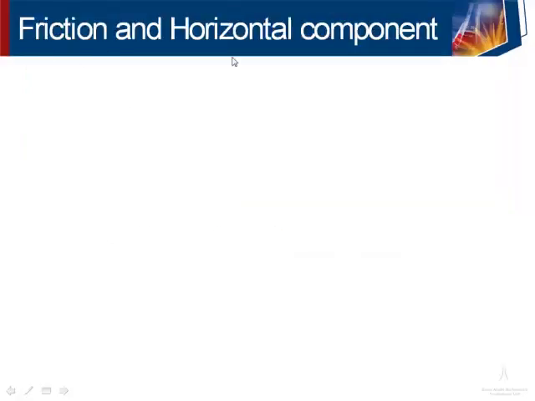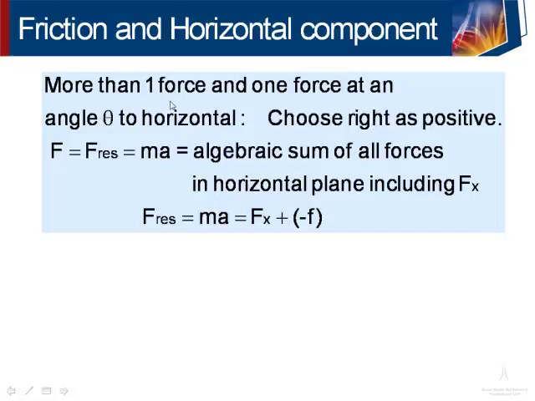Let's look at friction and the horizontal components. Now when there's more than one force and a force acting at an angle theta to the horizontal, we need to look at the following. Choosing right as positive, remember that F resultant equals mass times acceleration, remembering that this F is the algebraic sum of all the forces in the horizontal plane.